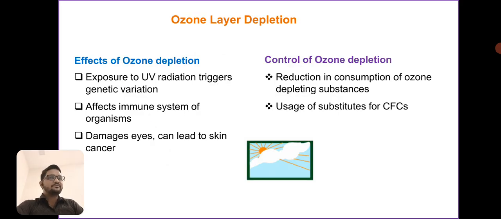What are the effects of ozone depletion? First is exposure to UV radiation. Ultraviolet radiation triggers genetic variations, affects the immune system of organisms, damages the eye, and can lead to skin cancer. These are the major effects of ozone layer depletion. Next is control of ozone depletion, that is by reducing consumption of ozone depleting substances and using substitutes of CFCs.